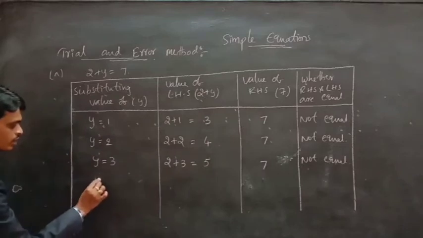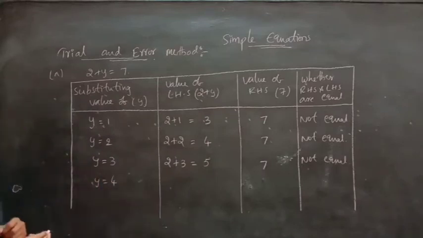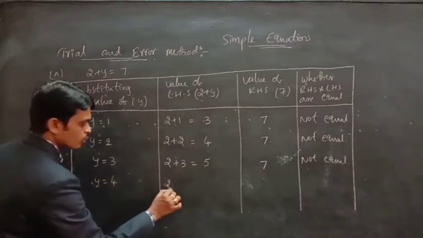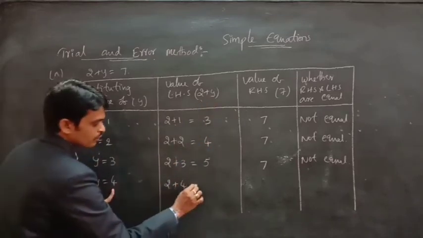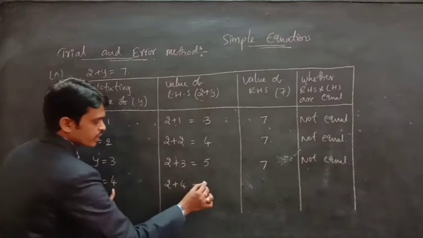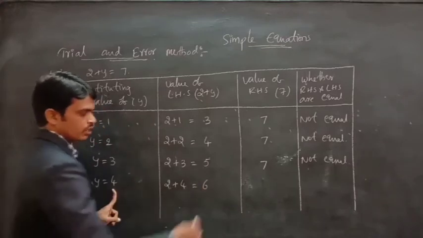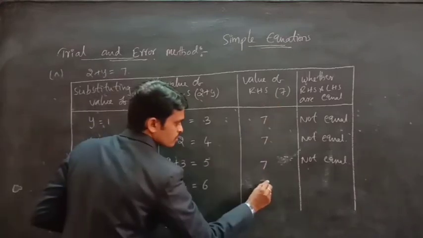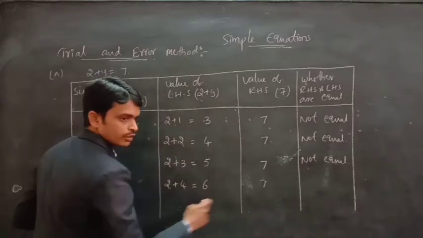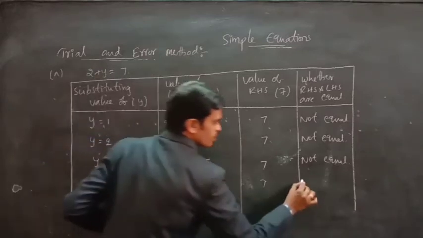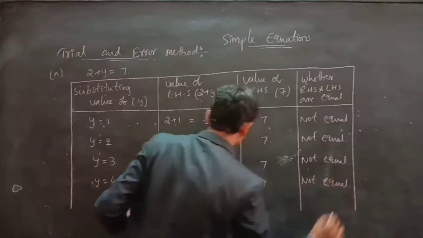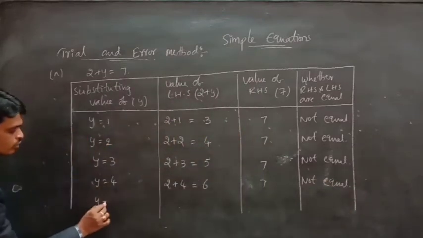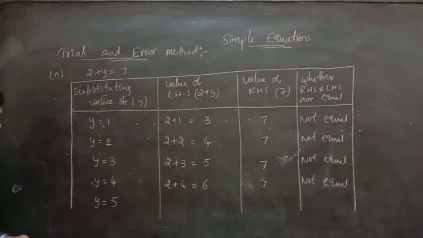And next another value, 4. Now 2 plus y, we have to substitute 4. So 2 plus 4 is how much? 6. So RHS value is 7. Are LHS and RHS equal? No, not equal. Now y is equal to 5.